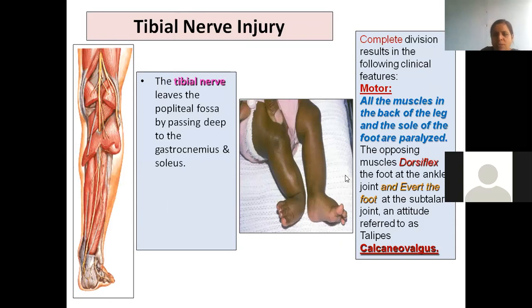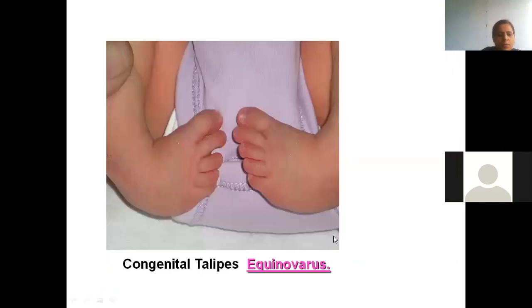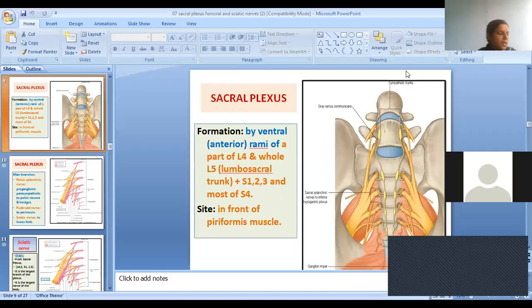Okay, so you will see the opposing muscles, dorsiflexors of the foot, act. This typical position you will see in case of tibial nerve injury. Okay, so this is called talipes calcaneovalgus. Okay, so it looks like this. So that is all about sciatic nerve.